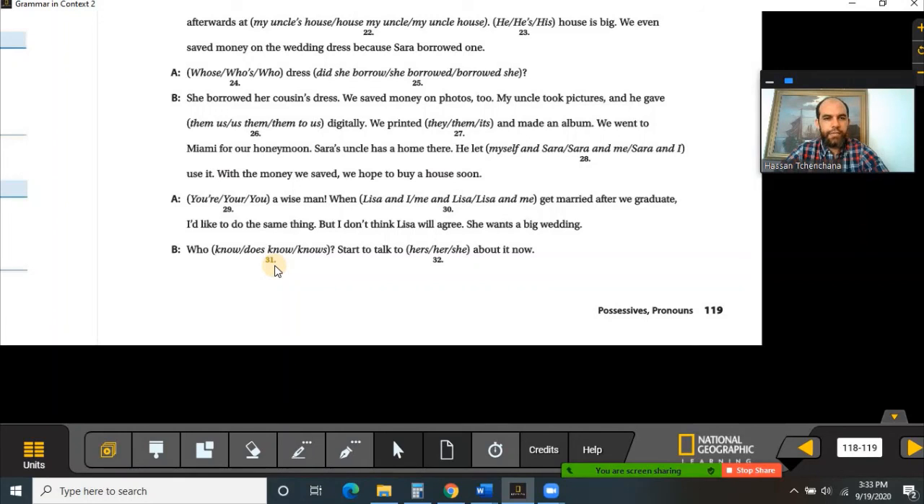Okay, last line. Good. Who does know, who knows. So who is the main subject in the sentence? Therefore, we need just the verb. We can't use the auxiliary. So this could be possible, but it's missing the S. So this is incorrect. This one has an auxiliary, which doesn't work because who is the main subject.